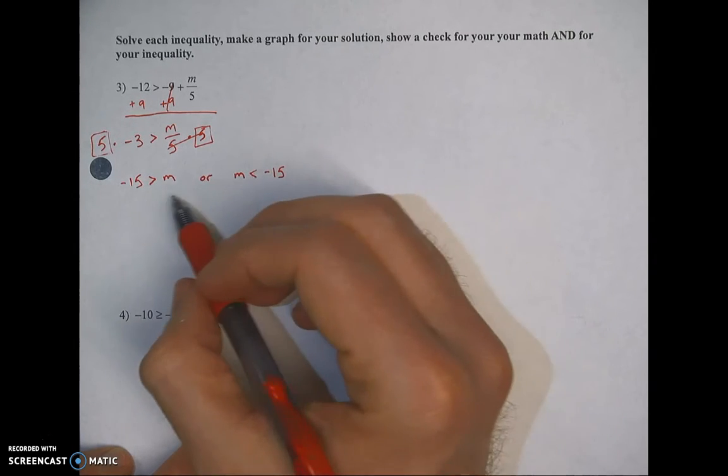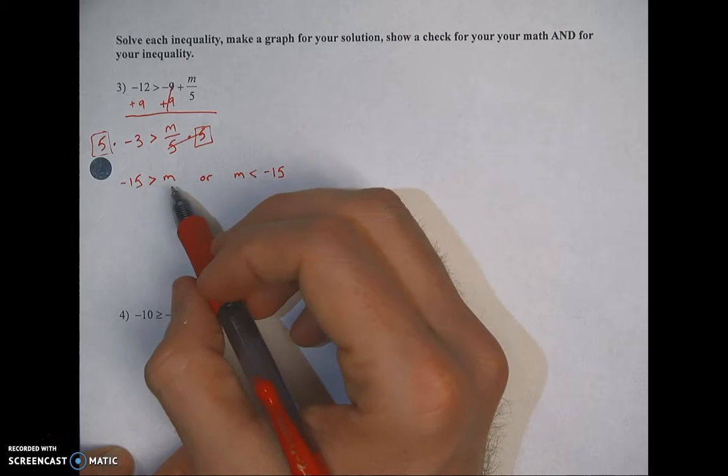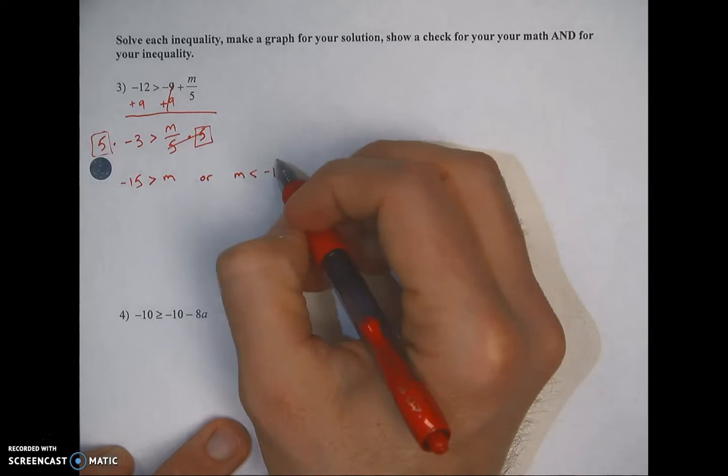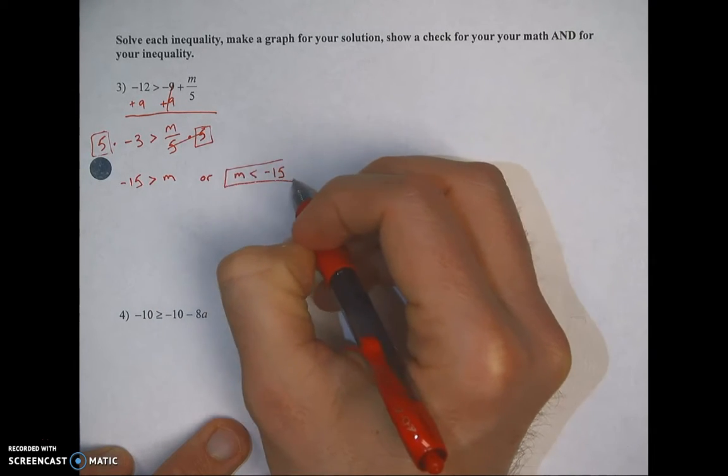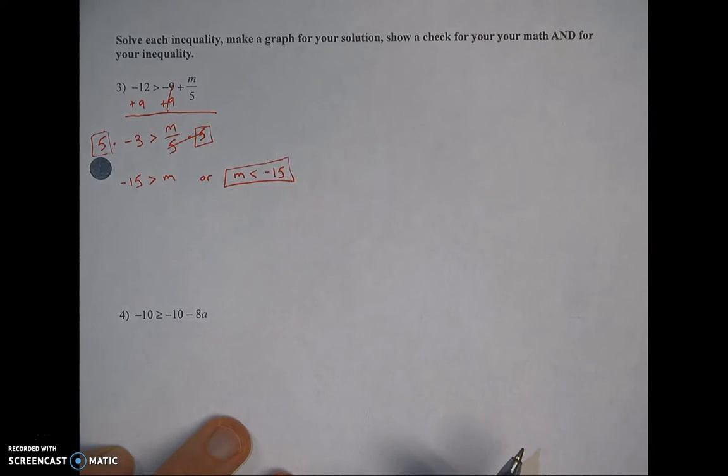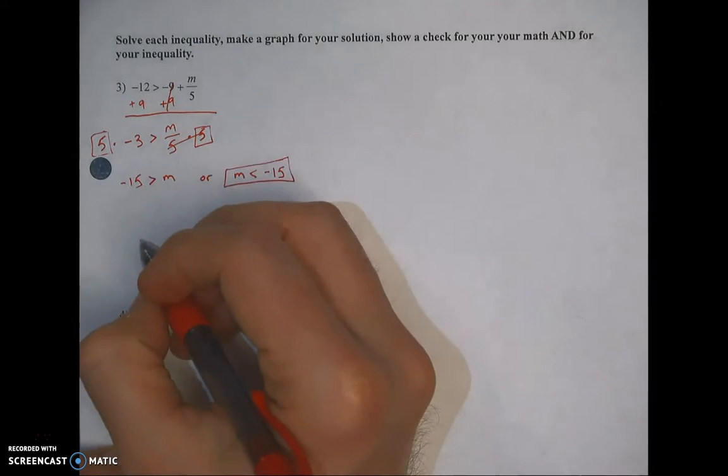These two things say the exact same thing. Okay, they're just rewritten differently, but they say the same thing. This is the answer we're looking for, though. We want the variable on the left side. So I've got my answer. Let's put it on a graph.